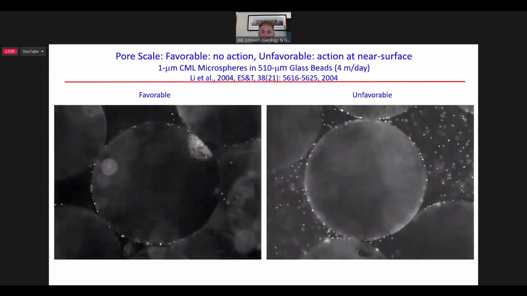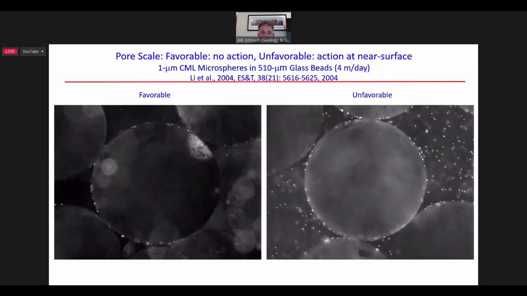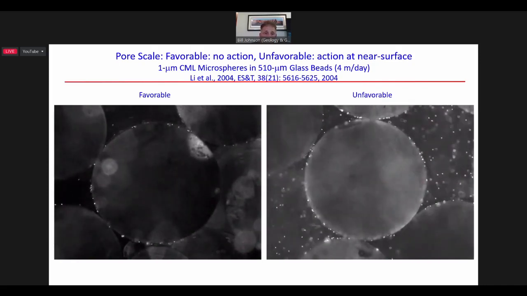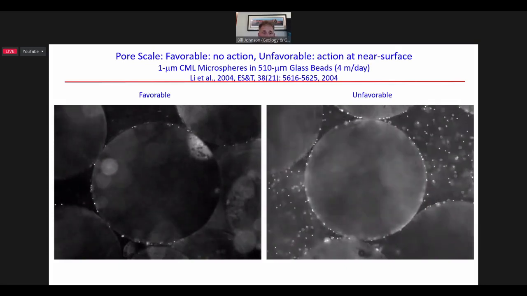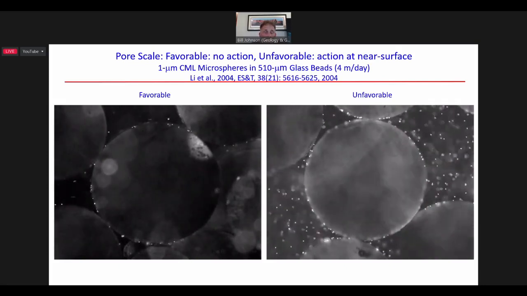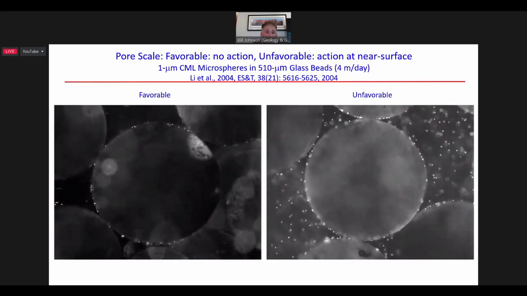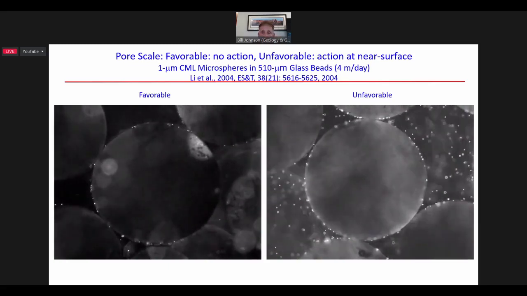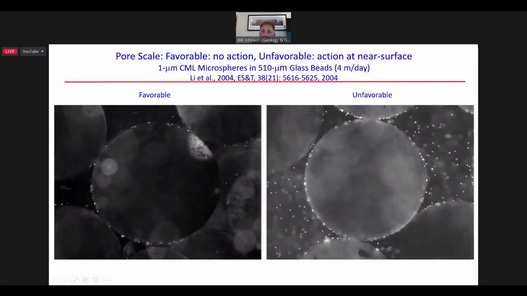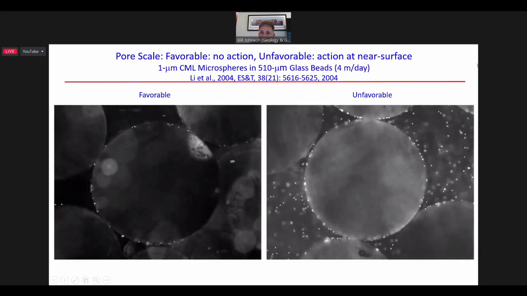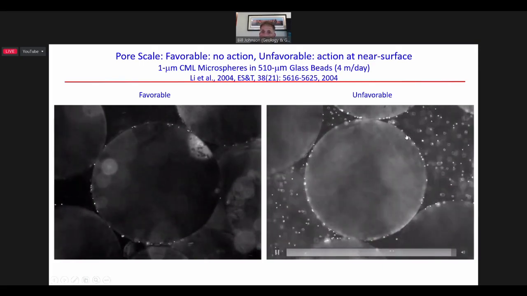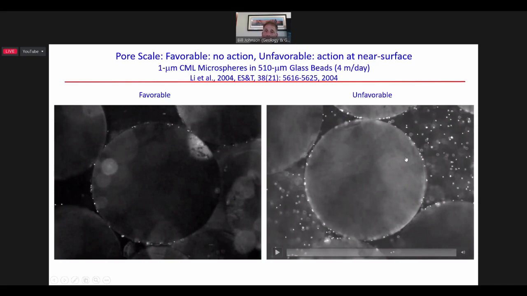So at the pore scale, what's happening is shown here. On the left side is the favorable conditions. These are 2 micron colloids and 550 micron diameter grains. And in the favorable conditions, when the colloid gets to the surface, it just sticks. There's no action at the surface. Whereas on the right, under unfavorable conditions, you can see that many colloids get near the surface and then slowly translate along that surface. And some of them actually find places to attach, and some of them get swept into the rear flow stagnation zone. So there's a very apparent difference between favorable and unfavorable conditions at both the pore scale and at the column scale and at the field scale.